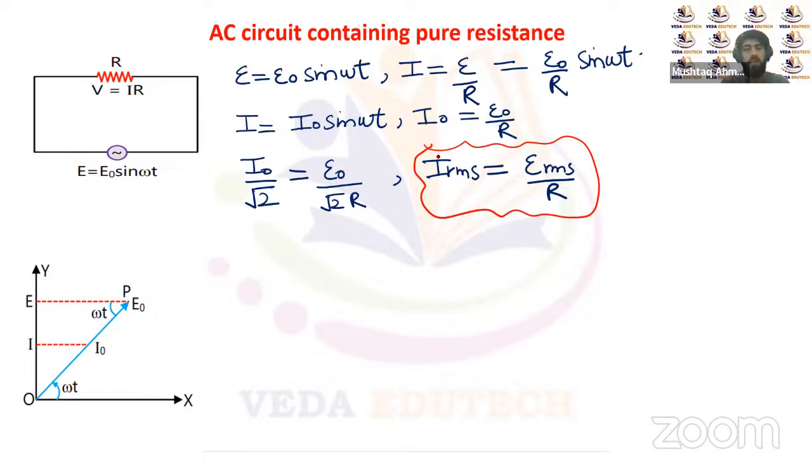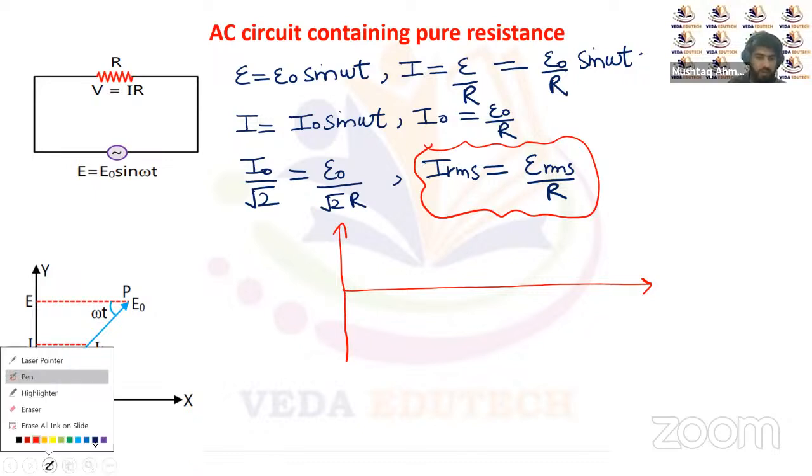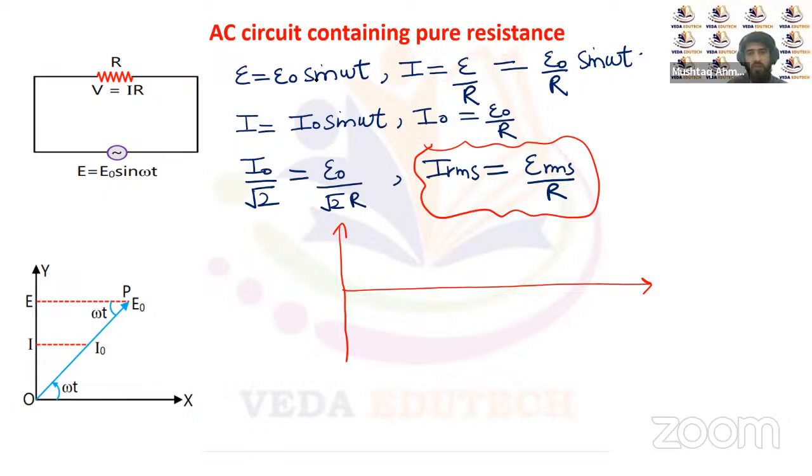Now moving on further, let's suppose we plot these two quantities, current and voltage, on the same curve. The value of this voltage is E naught sine of omega t, so it will be a sinusoidal voltage like this.